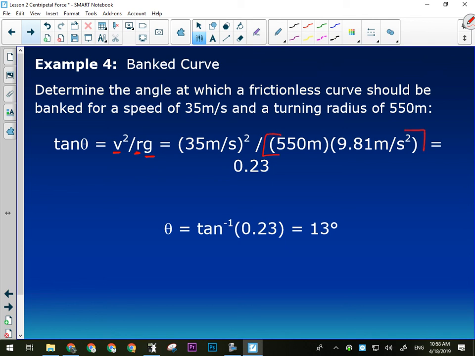Important that the bottom is done completely on your calculator. Otherwise, your calculator will do order of operations, and you don't want it to do that. So that'll give us a bank angle of 13 degrees, which is extreme. You would not bank a typical civilian use corner at 13 degrees. That's really, really steep. This is 35 meters per second, and a 550 meter corner is actually fairly small.